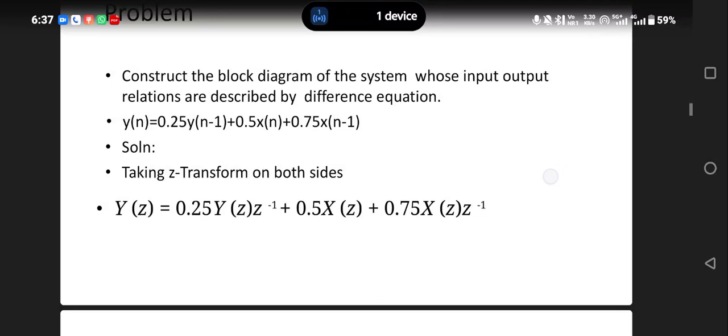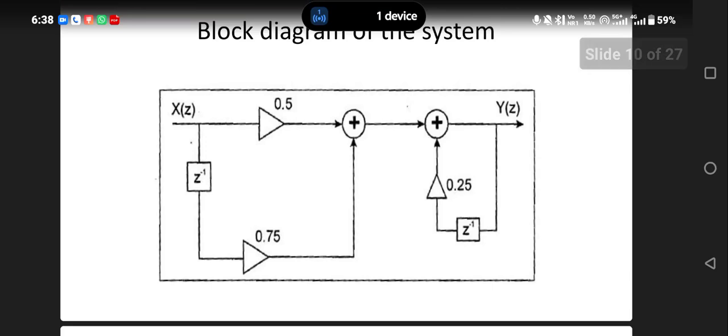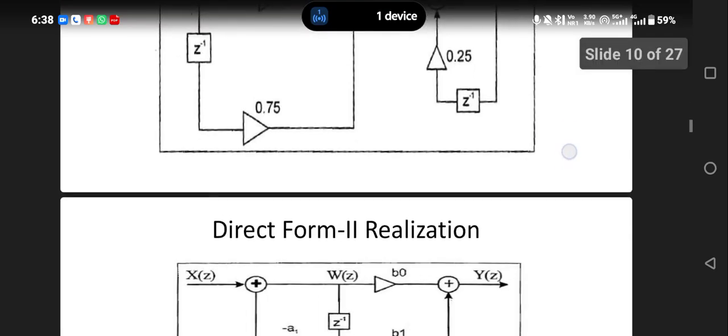The next problem is to construct the block diagram of a system whose input-output relations are described by the difference equation. By taking Z transform, all the y of n values are replaced by y of z values. The n minus 1 values are replaced by y of z into z to the power -1. Then we have to draw the block diagram for the given equation.